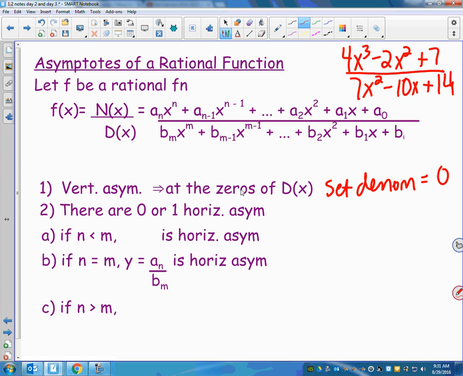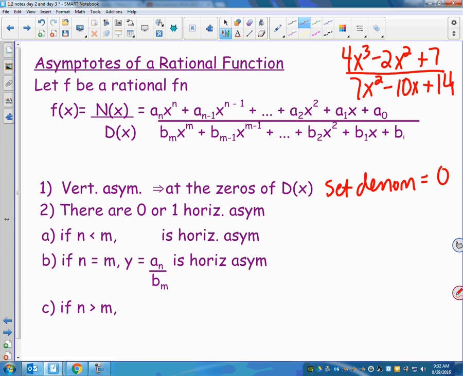Horizontal asymptotes are really defined as what's happening as x is getting bigger and bigger and bigger and x is getting smaller and smaller and smaller. Sometimes there is no horizontal asymptote because as x gets bigger, y just gets bigger. Or as x gets bigger, y just gets smaller. So we're going to start with c down here.